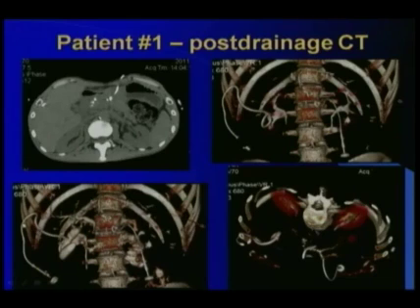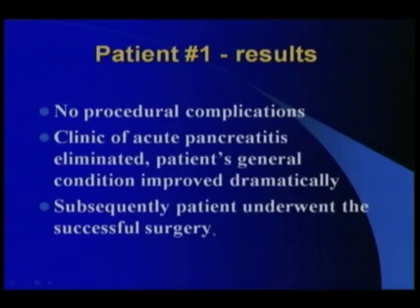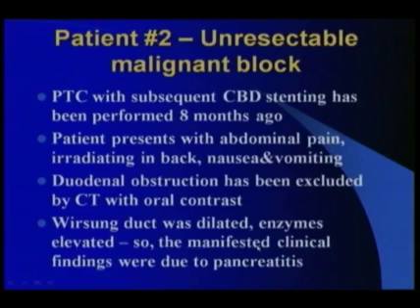When we inject the contrast in the PTC catheter, you can nicely depict all the anatomy of the biliary tree with the problem here very distally, and this is the image when we injected the contrast through the wirsungostomy catheter. So, results of our intervention: no procedural complications were observed. Clinic of acute pancreatitis eliminated and the patient's general condition improved dramatically. Subsequently, the patient underwent a successful surgery.